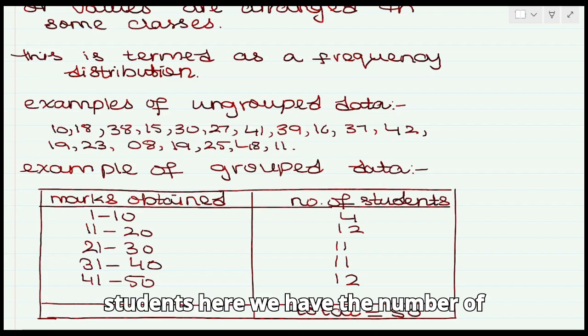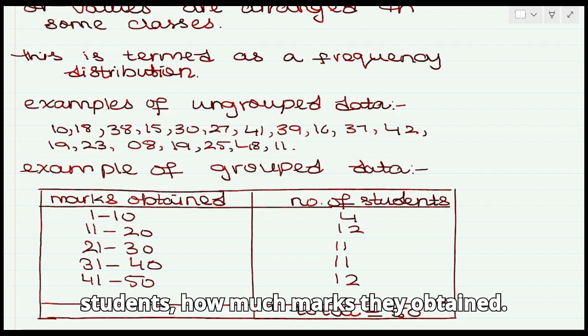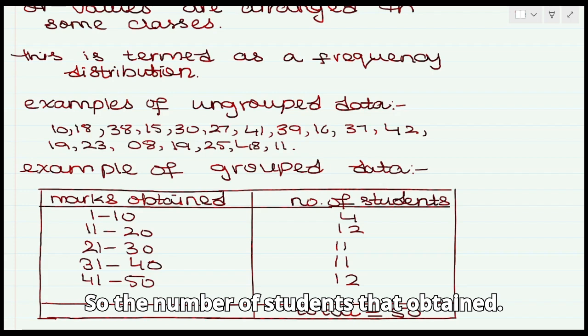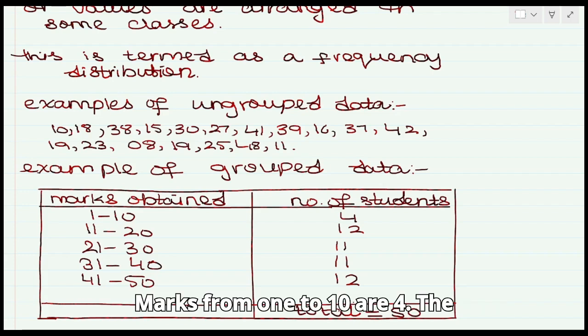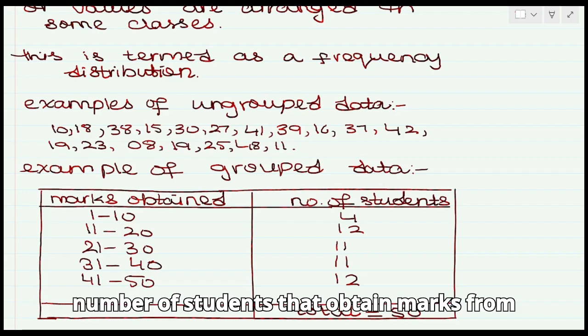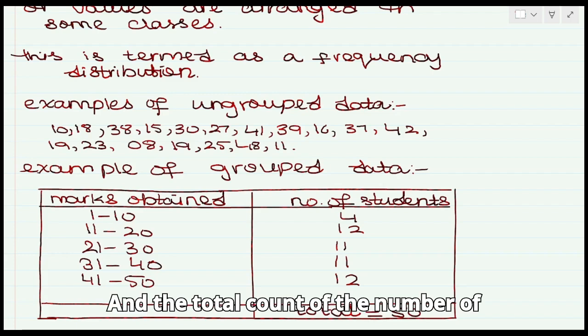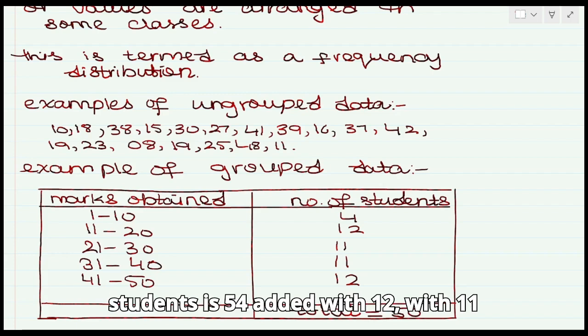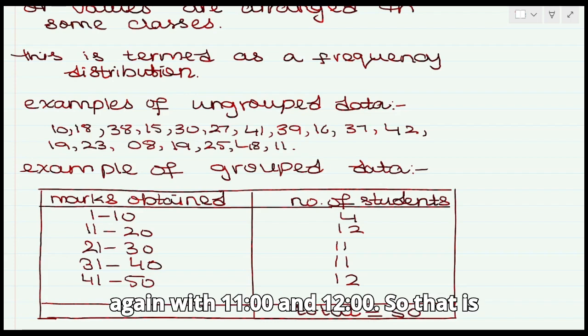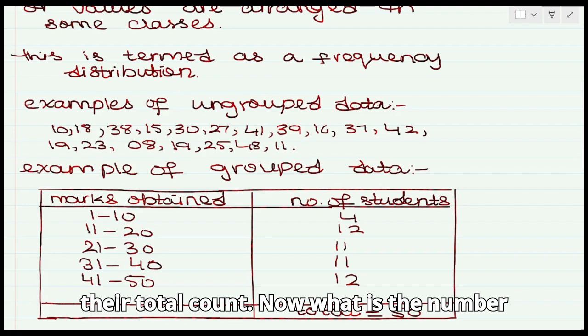And if you look at the number of students, here we have how many students obtained which marks. The number of students that obtained marks from 1 to 10 is 4. The number of students that obtained marks from 11 to 20 is 12, and so on. And the total count of the number of students is 50: 4 added with 12, with 11, again with 11 and 12. So that is their total count.